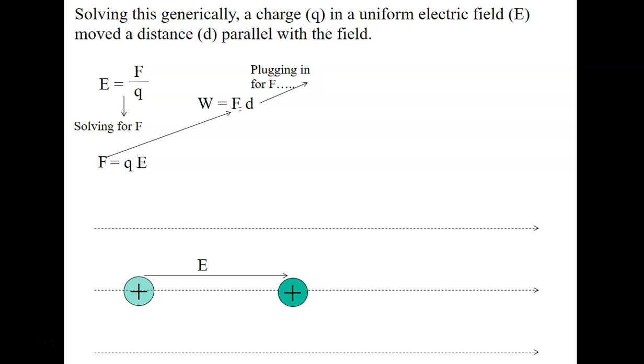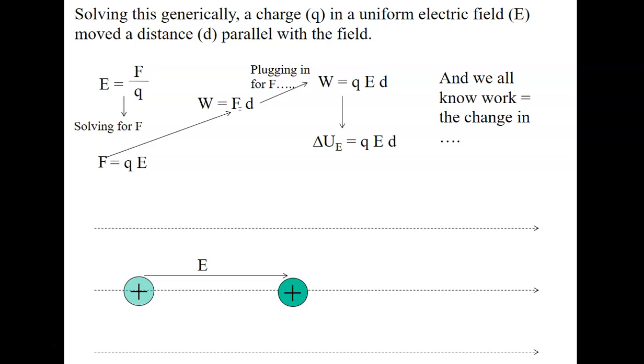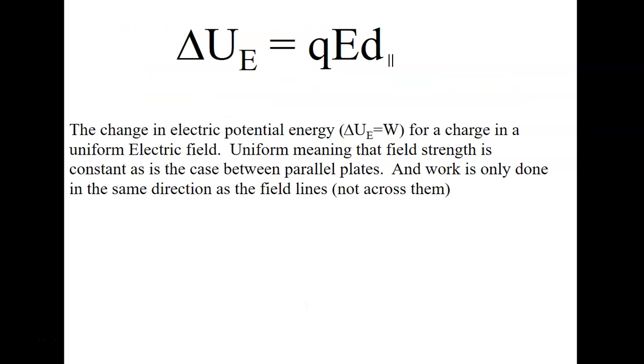Substituting in to find another equation, the electric field equals force over the test charge. That's the definition of electric field. Solving that for F, we get F equals qE, just multiplying through by q. Then if we substitute that into work equals force times distance, we get work equals qEd. Then, using the work-energy theorem, work equals the change in energy, we get that the change in potential energy is equal to q times E times d, where d is the distance that's parallel to the electric field.